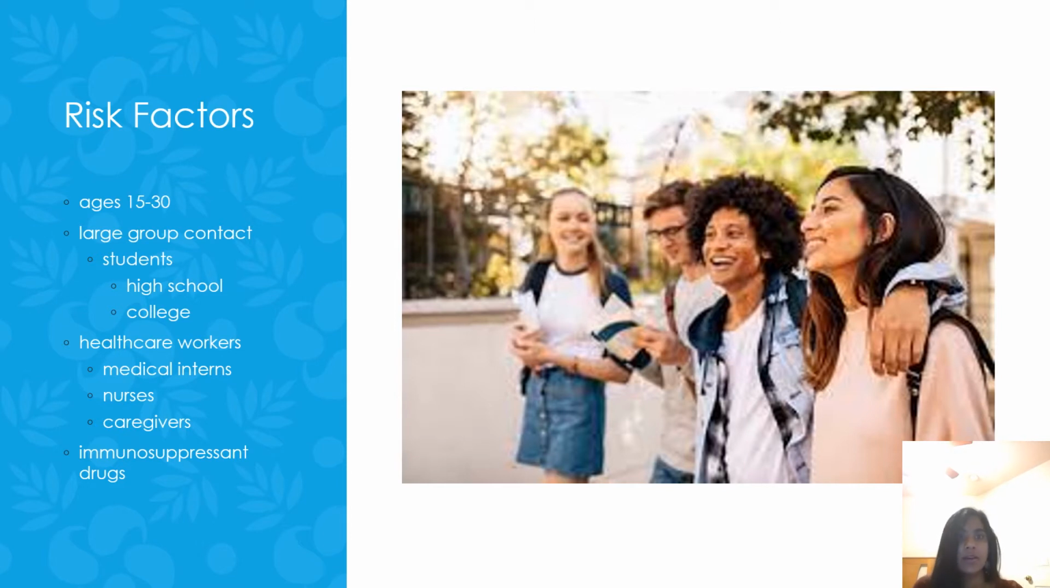It's again more common in people who tend to be in larger groups, so students in high school and college. Also healthcare workers who come into close contact with those infected patients. So for example, like medical interns, nurses, caregivers, and such. Lastly, if a patient is on immunosuppressant drugs or meds that compromise their immune system, then that is also a risk factor for getting infected with mono.